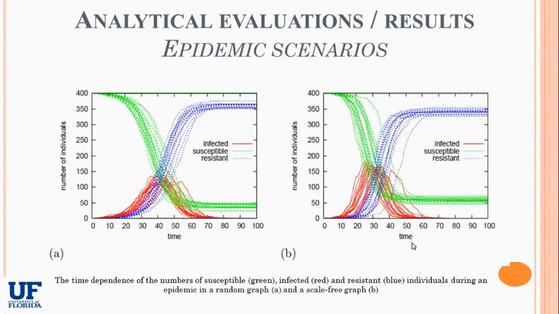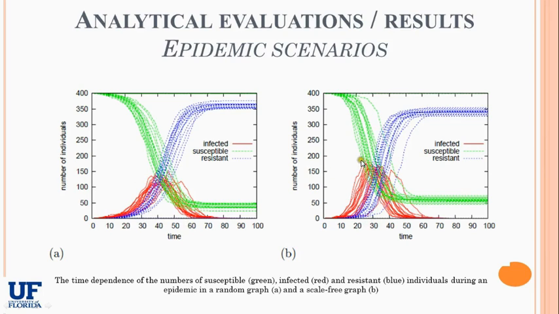So we look at some epidemic scenarios when you are comparing that of a random graph to a scale-free graph. You realize that, as is expected, if red represents the infected people, by time 40 or 30, that's when we have our highest peak in the number of people that are infected. But if you are looking at it for the scale-free graph, you realize that just by time 20, we are already reaching our peak for the number of people that are infected.